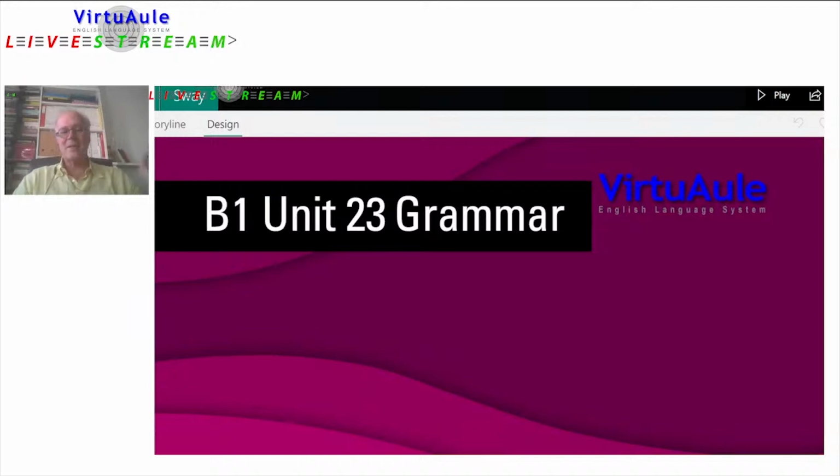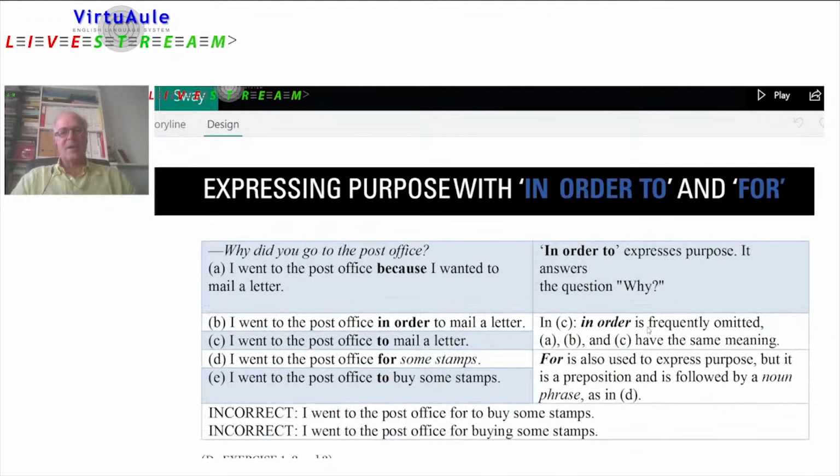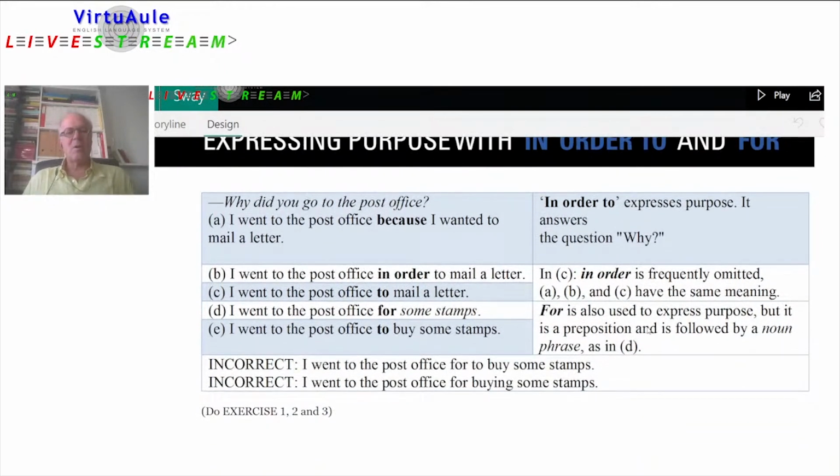Okay, let's see this. This is 23 grammar. Expressing purpose with in order to and for. Notice the difference. Why did you go to the post office? I went to the post office because I wanted to mail a letter.